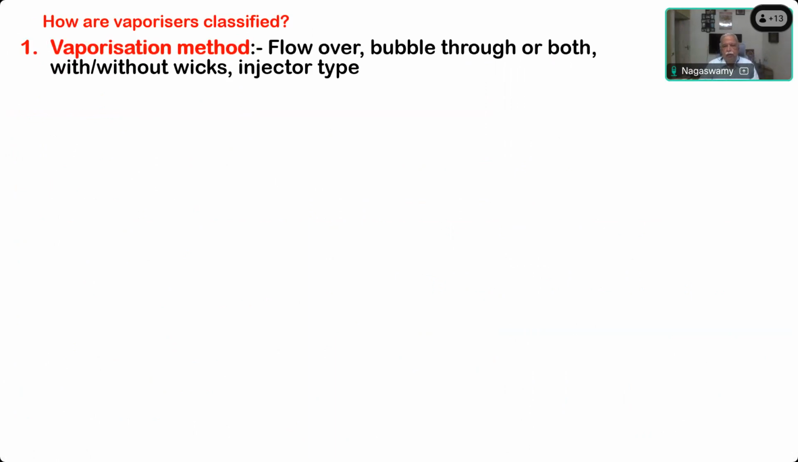And bubble through is not available in the modern machines, but it is available in the ether bottle which I showed you, where it can form bubbles to pick up more vapor. Or it can be a combination of both, as we had in the ether and trilene bottles.